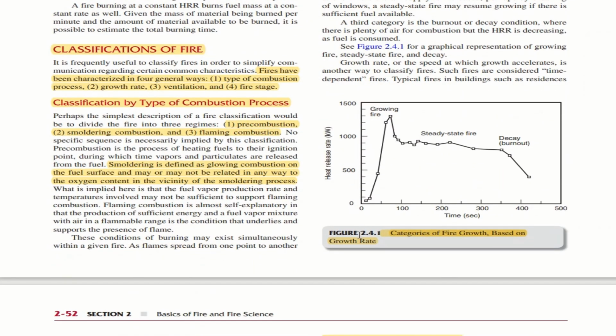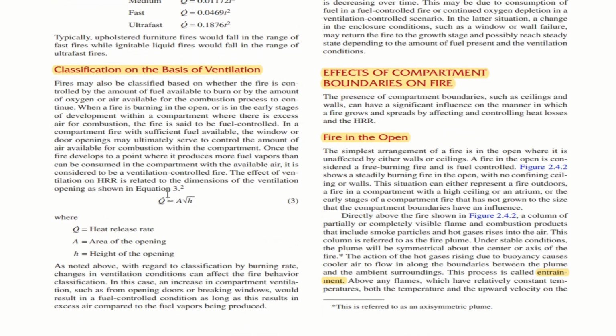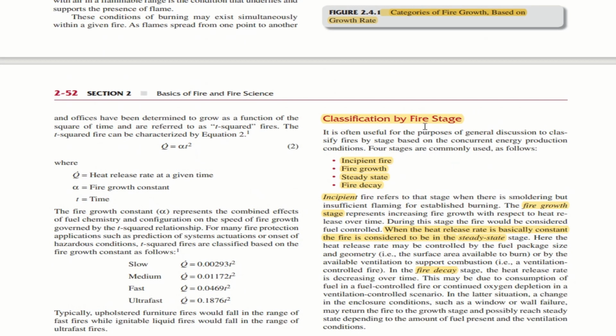As you can see on this graph, categories of fire growth based on fire growth rate. You have heat release rate in kilowatts on the y-axis and time in seconds on the x-axis. You can see this growing fire and then steady state fire and decay. So classification on the basis of ventilation, just go through, and this classification by fire stage.